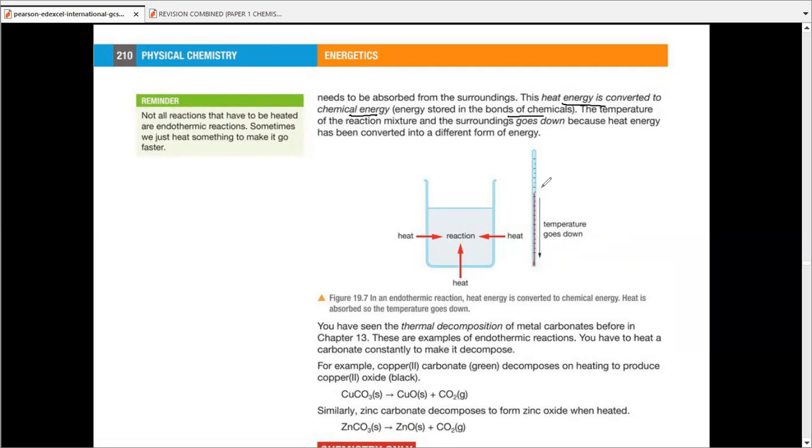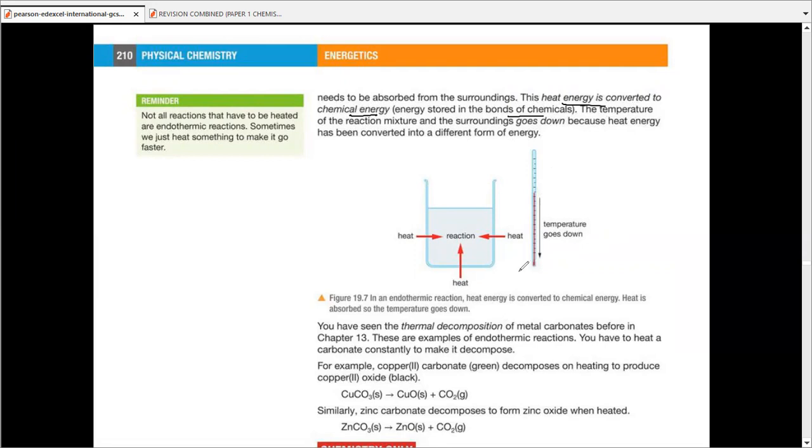All right. So let's elaborate it further. It would make much more sense after. The temperature of the reaction mixture and surrounding goes down. Heat has been used and been converted into a different form of energy. We usually see this in thermal decomposition reactions.